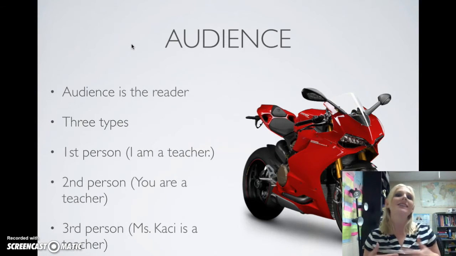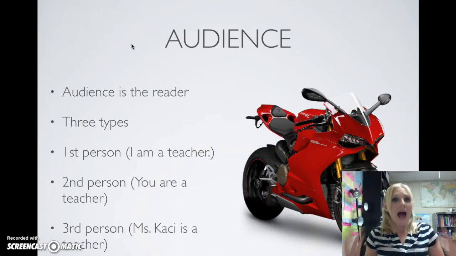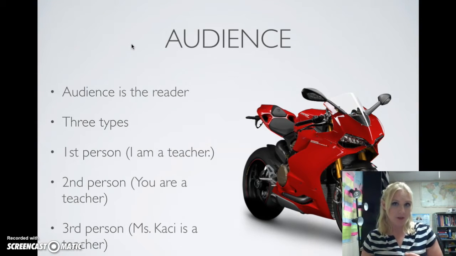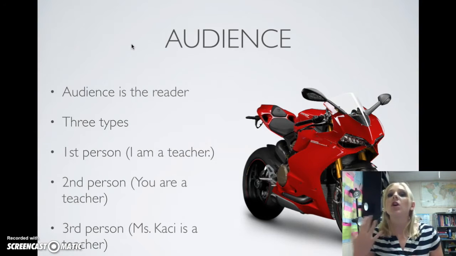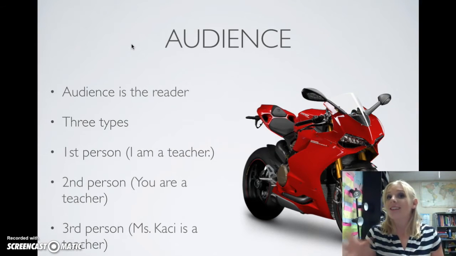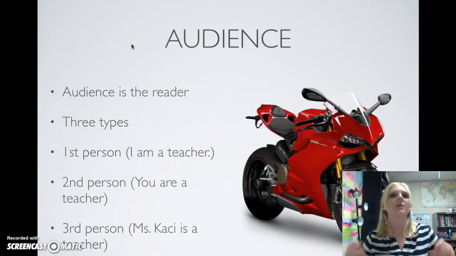The next element of good writing is the audience. Now the audience is the reader, the person who is reading your paragraph or your essay. And there are 3 types of audiences. We talked about first person audience, which is I. So I believe, I think, it's all about I in first person. Second person is you. So you think, you believe, you should do this. Also using the imperative: stand up, sit down, wash your hands, go to the bathroom. All of those are written in second person.